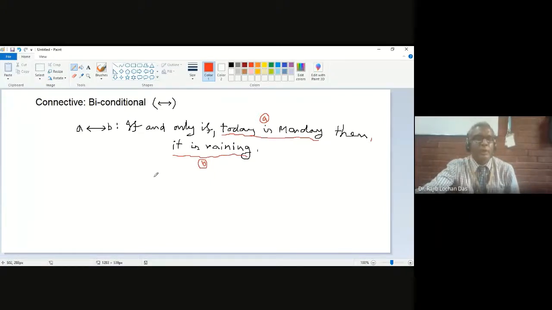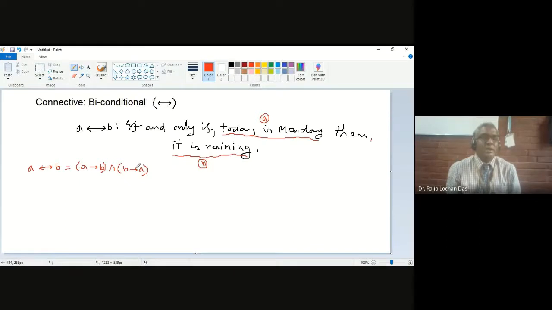You understand? You got my point? In some other way, it can also be written like this: A biconditional B is actually A implies B and B implies A. These two things combined together will be A biconditional B. This is also a rule.